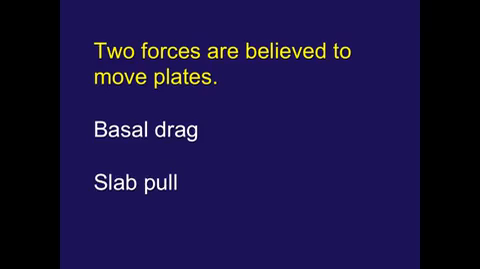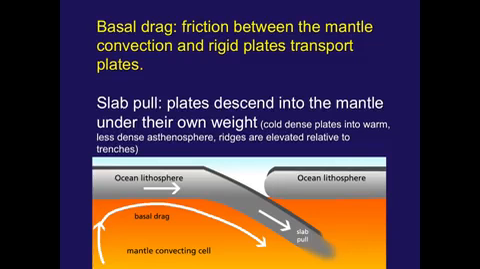Basal drag is the process by which friction between the mantle convection and the rigid plates transport the plates along the surface. So along the base, the mantle convective cell rises up and then hits the bottom of the lithosphere and then spreads out. And it's this spreading out, this horizontal motion that drives the basal drag.